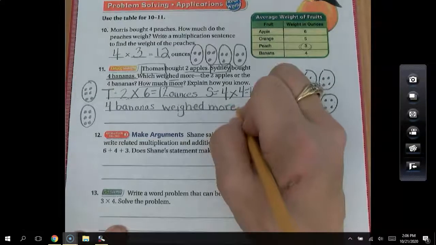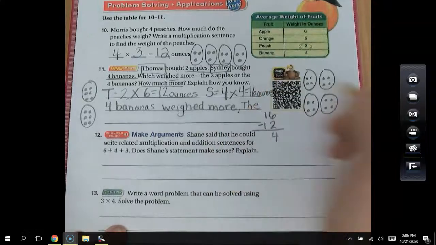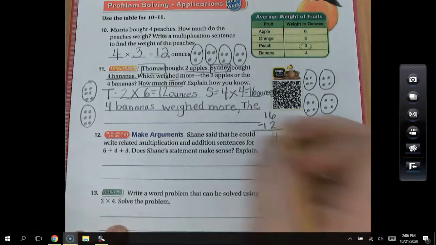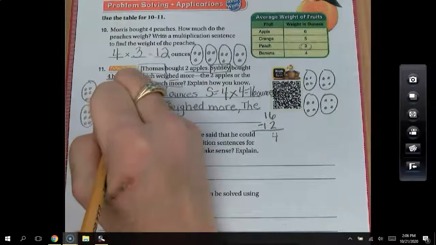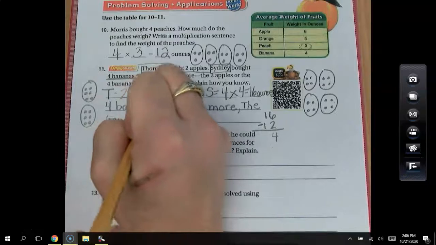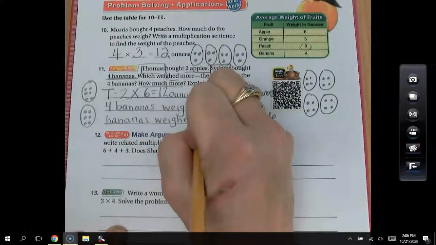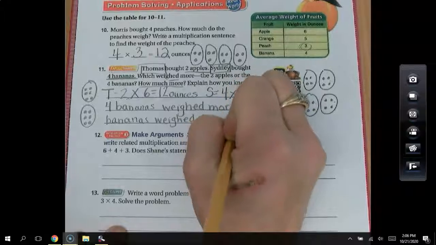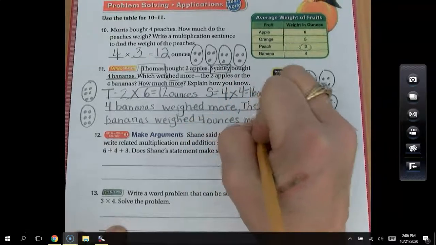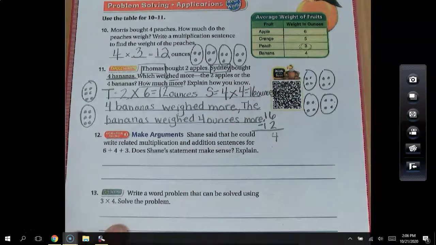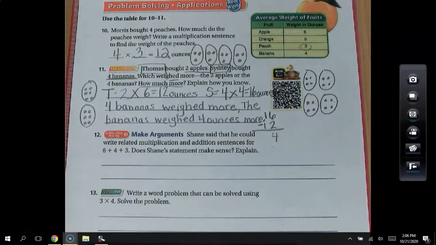So the bananas weighed 4 ounces more. So go ahead and write that. The bananas weighed 4 ounces more. Great job, boys and girls. We have 3 more problems to go.